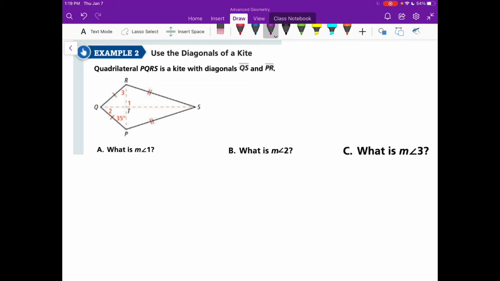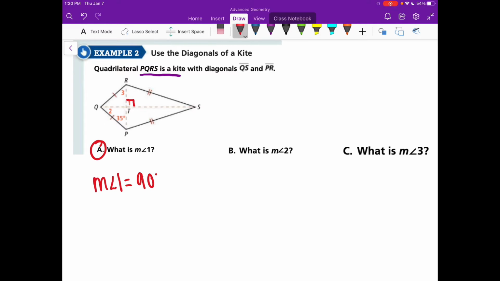So in this example, quadrilateral PQRS is a kite. They tell us that. That's good to know. With diagonals QS and PR. So we have three unknown angles that we are going to use the information that we are given to find. And since we were told that this is a kite, that makes part A pretty straightforward. Using that theorem that we just learned, the measure of angle 1 has to be 90 degrees because this is a kite and the diagonals of a kite are perpendicular.